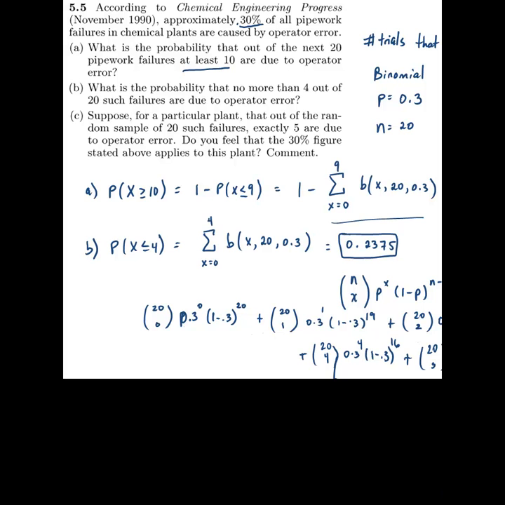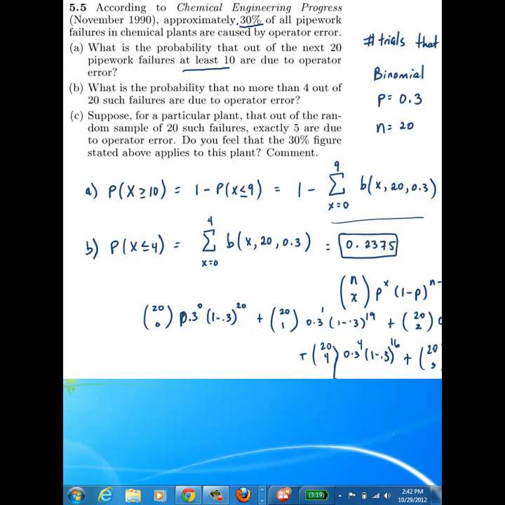So that's why I recommend you to use a table, because if you put this expression, it's going to take you some time to solve the problem. Okay, so the last part is, suppose that a particular plant, out of a random sample of 20 such failures, exactly 5 are due to operator error. And then I ask you another question. Do you feel that the 30% figure stated above applies to this plant?